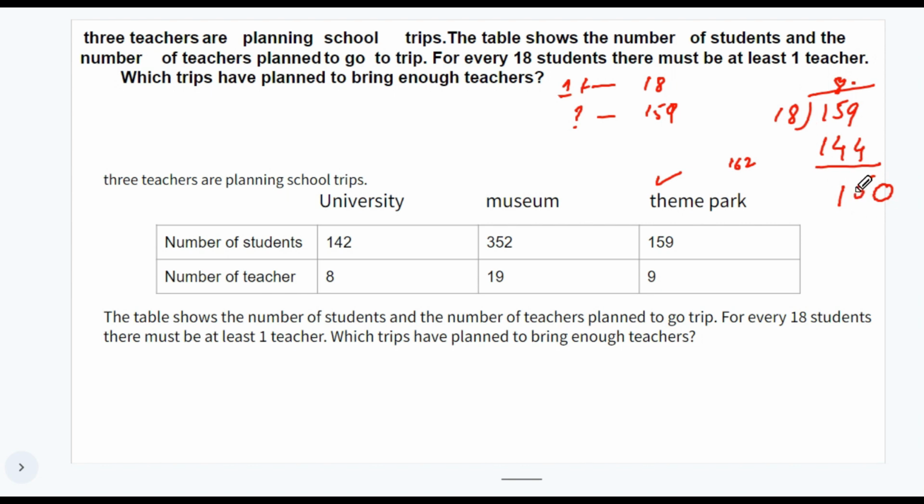So 18 times which number is near to 150? We know that 18 times 8 is 144, which is very near to 150. So the same thing we are going to do again. So what's your remainder? Again 10 minus 4 is 6.